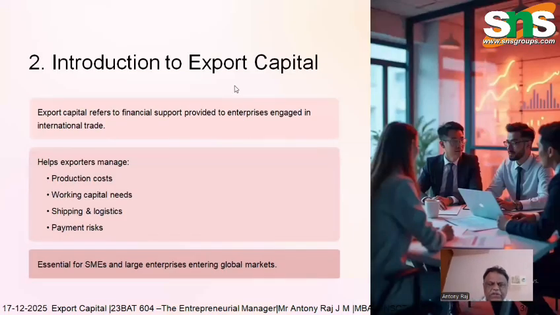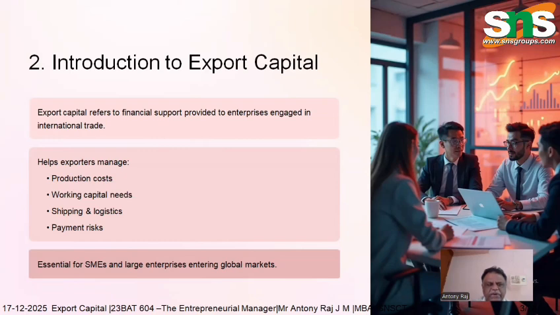So, introduction to export capital. Now let us get into the introduction. Export capital is nothing but financial support. Again, as the name of the capital clearly mentions, it's financial support which is provided to enterprises. But the key distinction here is that the enterprises should be engaged in international trade, not a domestic enterprise.